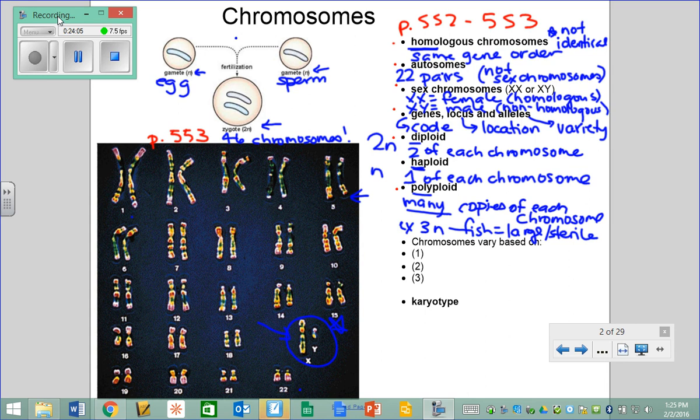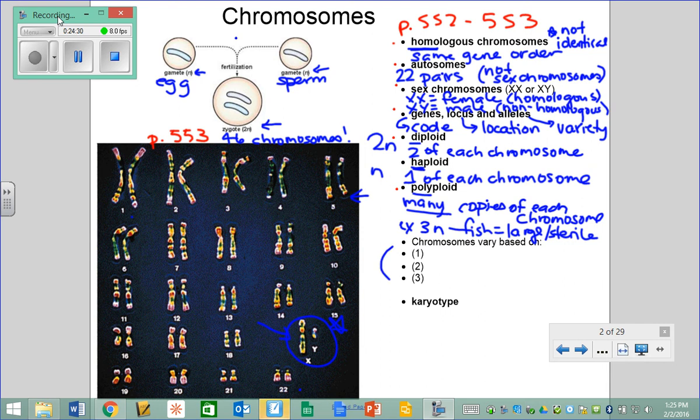Now, you do not need to memorize how many chromosomes anything has except a human. You absolutely must know that a human is supposed to have 46 chromosomes in 23 pairs. 22 pairs are autosomes, and the 23rd pair is the sex chromosome. If I wanted to ask you about a different type of organism, I would tell you how many chromosomes they are supposed to have.